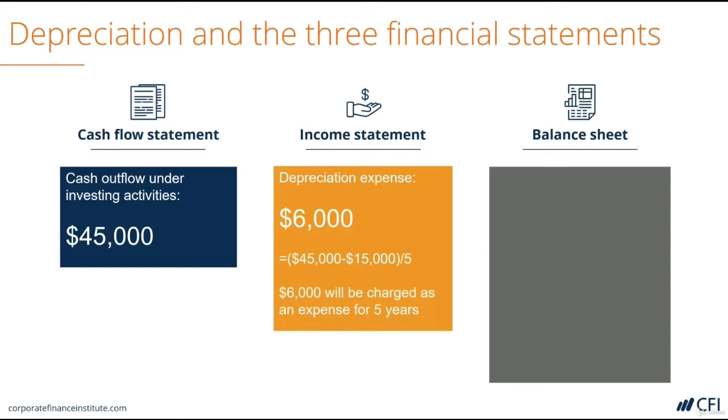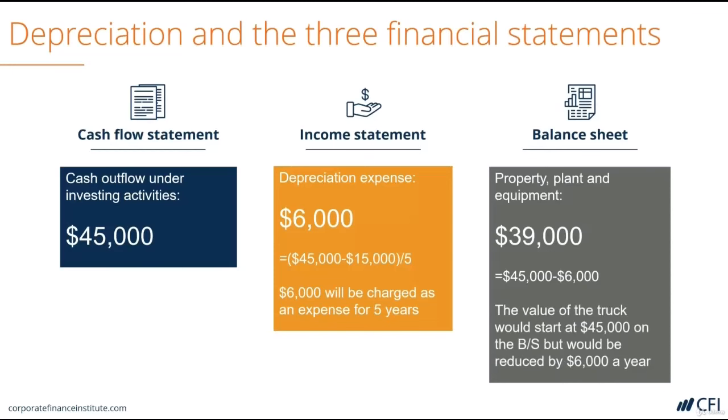Now, moving on to the balance sheet, at the end of year 1, the company will have property, plant, and equipment related to the truck of $39,000. We calculate this value by taking the initial purchase price of $45,000 and deducting year 1's depreciation expense of $6,000. So the depreciated value of the asset is $39,000. This value will reduce by $6,000 each year for the 5 years until it reaches its salvage value.